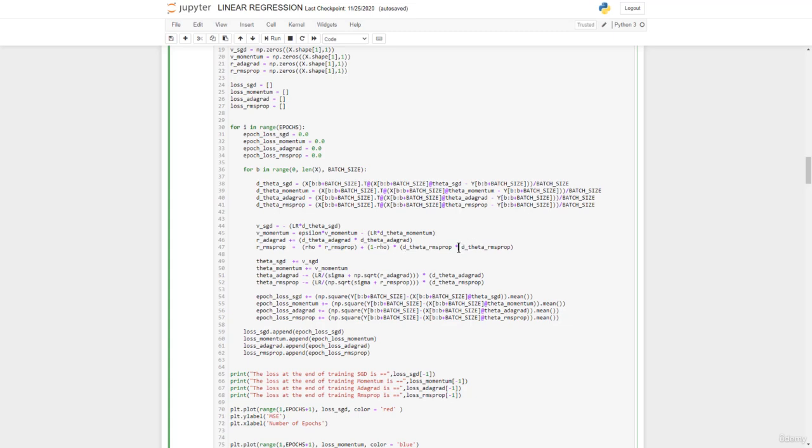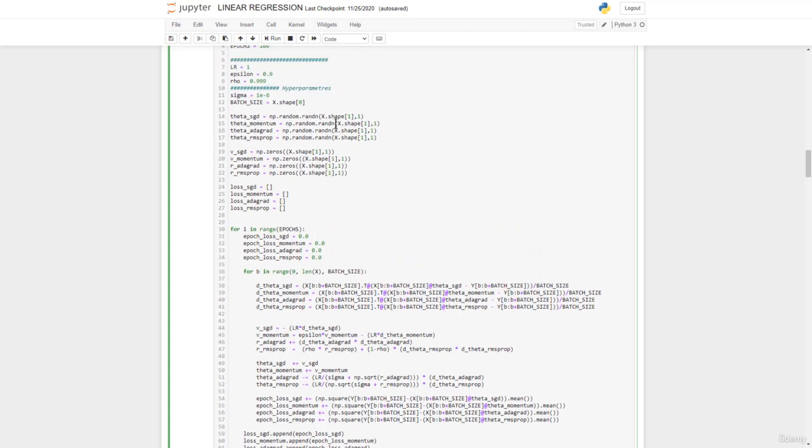Remember, we had this element-wise multiplication in the slides. And then here we have theta RMSprop equals theta RMSprop minus the learning rate divided by the square root of sigma plus R RMSprop. Unlike with Adagrad where we had sigma plus the square root of R, here it's the square root of sigma plus R RMSprop. Now note that the value of sigma is taken to be this small because sigma isn't one of the hyperparameters to be tuned.